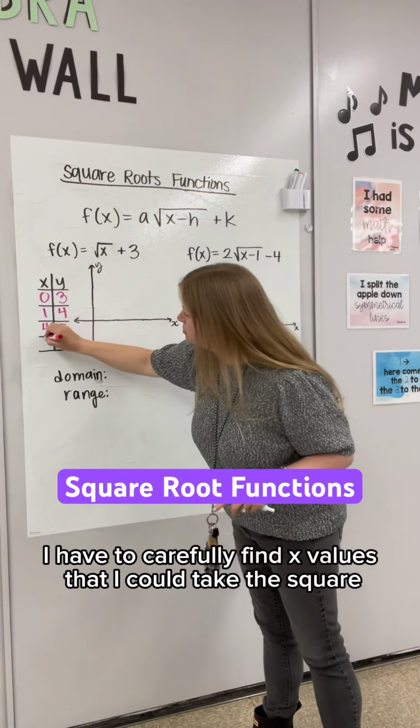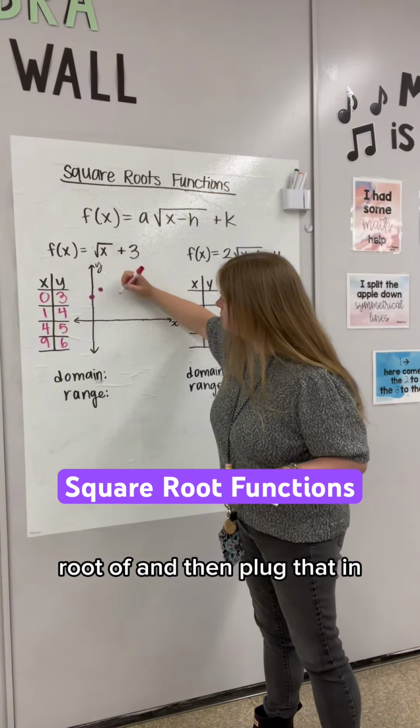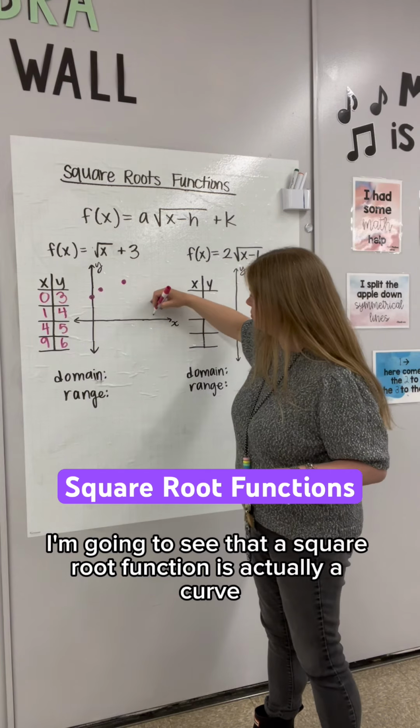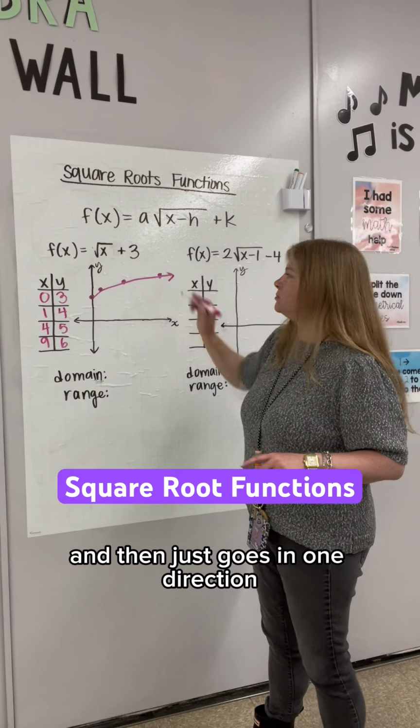And so what I have to do is carefully find x values that I could take the square root of and then plug that in. Once I start to plot these points, I'm going to see that a square root function is actually a curve that starts at the vertex and then just goes in one direction.